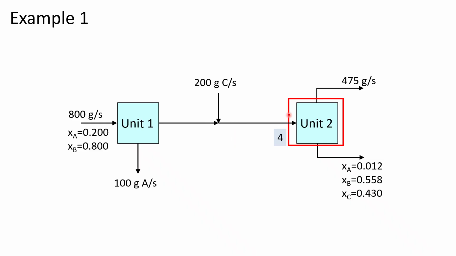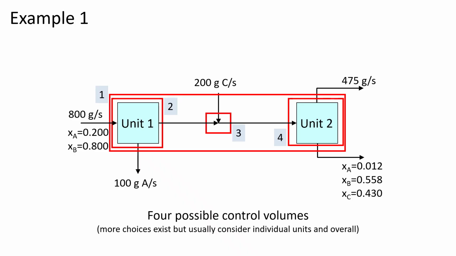A fourth control volume is shown here. This control volume has three streams that cross it. The first is the feed to unit 2. Then we have the two product streams that leave from unit 2. We'll perform a degree of freedom analysis for each of those four control volumes to see from which one we can solve.